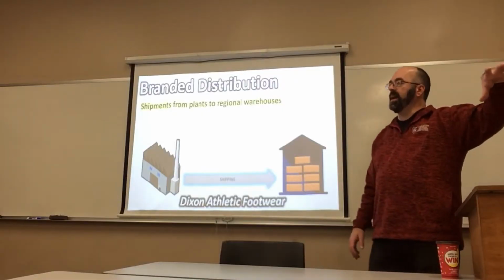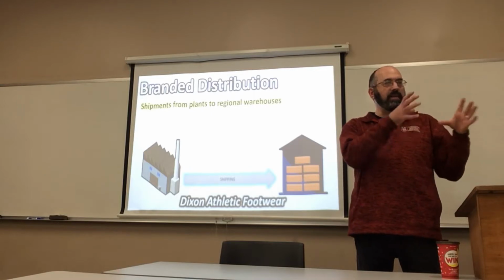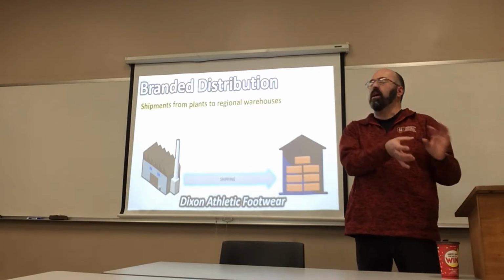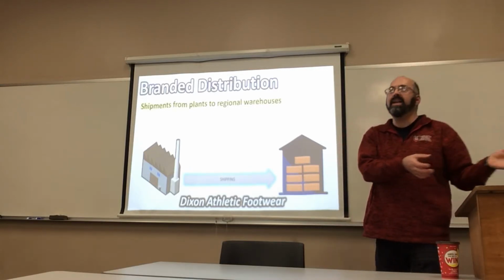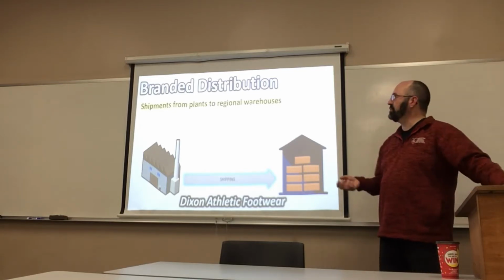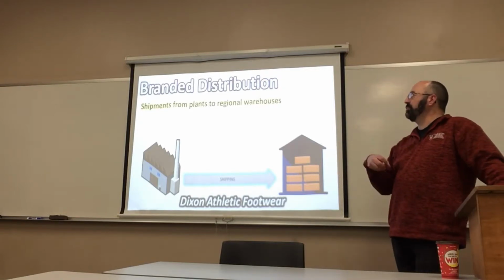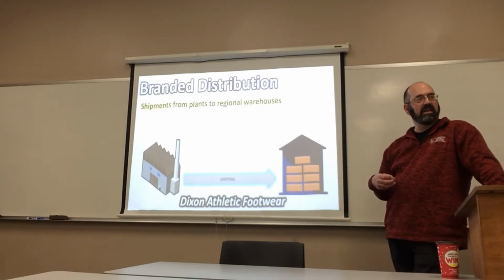So we know how our plant is equipped. We have decided how many shoes we're going to make, what the styling are, how many models there's going to be, and now we need to ship it. So we need to send it to our warehouse facilities, and so we call that branded distribution. And this is our shipments from plants to regional warehouses.